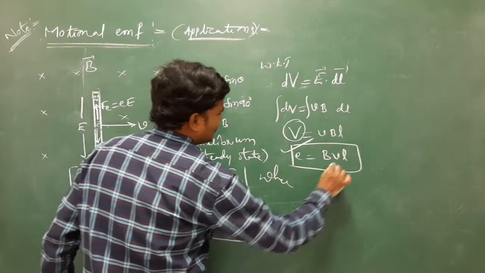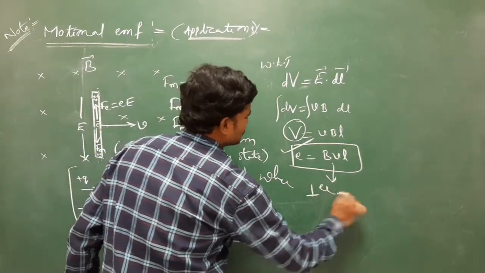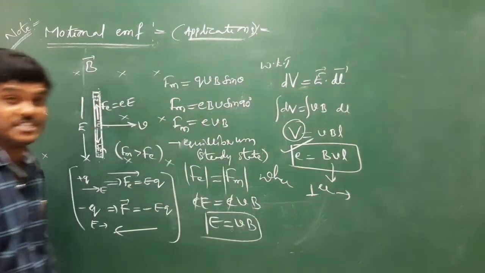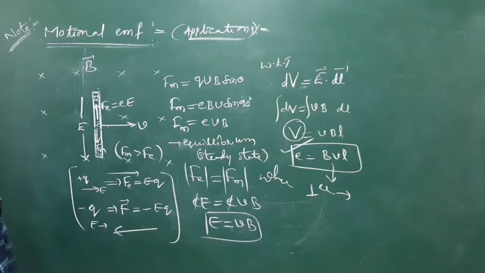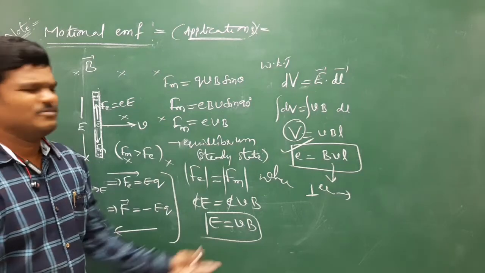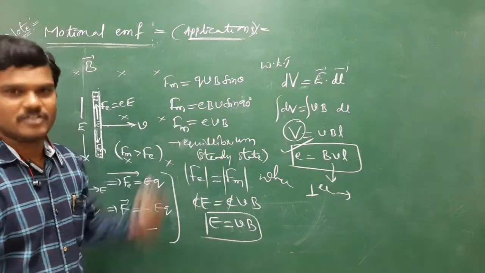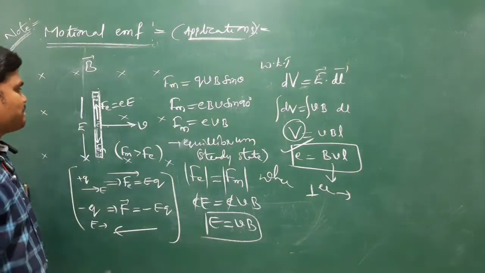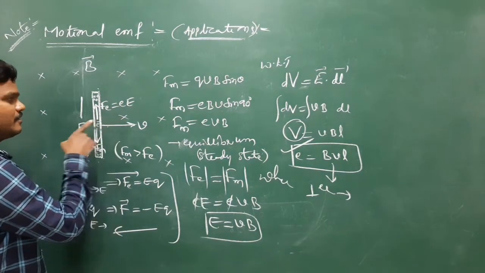This holds when all three parameters are mutually perpendicular to each other. If they are not perpendicular to each other, again we are going to get some angles, theta, alpha, beta, whatever they may be. I will try to show that also.